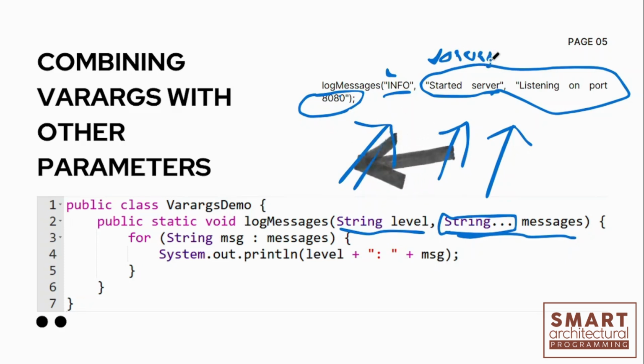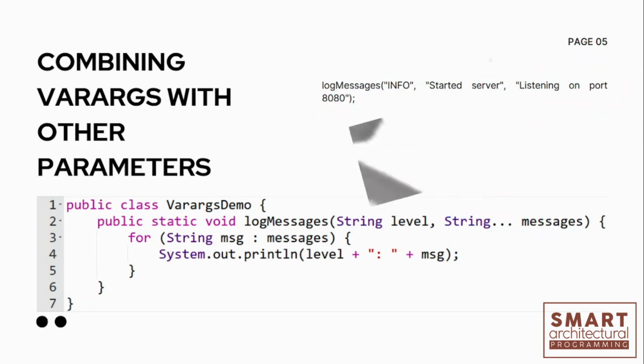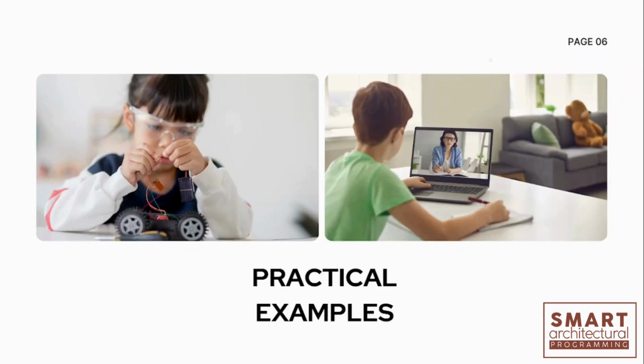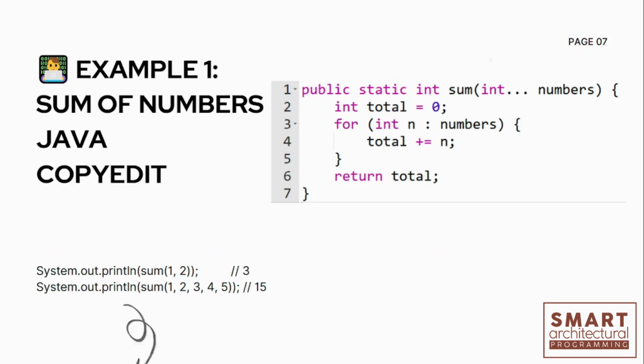So let's look at some practical examples in varargs, and try to understand this on a practical level: how the code is set up for vararg parameters and in what scenarios. So as we mentioned first, sum of numbers. So in Java, right? So let me cut this out.